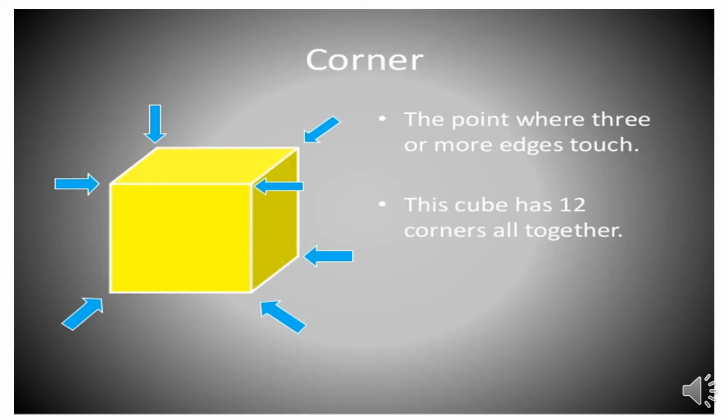Corner, you can see over here I have shown by the arrows, these are called the corners, right? The point where 3 or more edges touch. This cube has 12 corners altogether. If you have any dice or cube, you can check. Cube has 12 corners altogether.